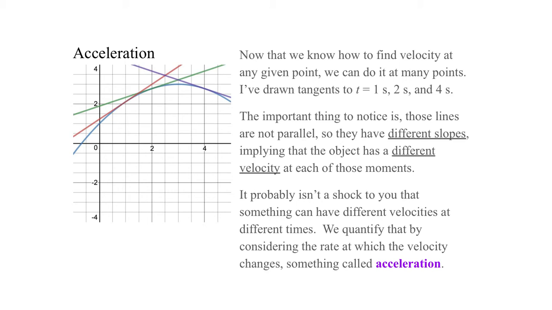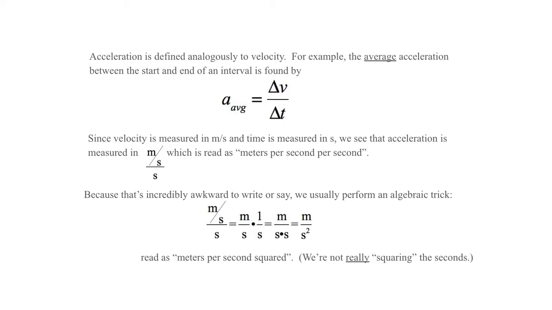They're not parallel, so they have different slopes, implying the object has had a different velocity at each of those moments. It isn't probably a shock to you that something can have different velocities at different times. We quantify that by considering the rate at which the velocity changes, something called acceleration. Acceleration is defined analogously to velocity.